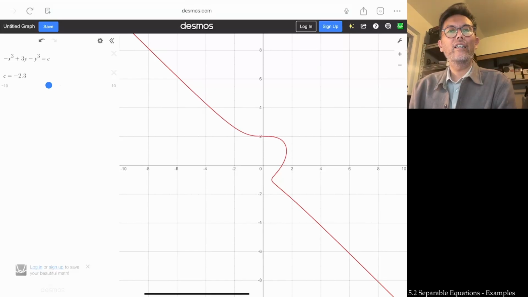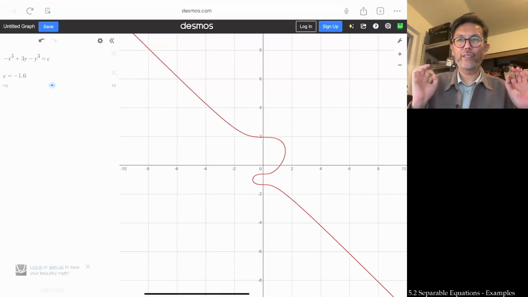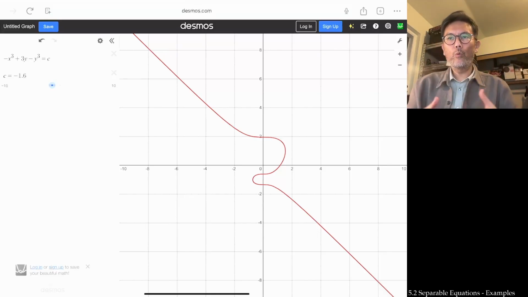Nice and smooth there, but some really strange behavior right around there. Anyway, if we lock in on this particular weird curve, the thing I want you to notice is that this is not the graph of a function. So we can't really write it as y equals some function of x. Does that make sense?